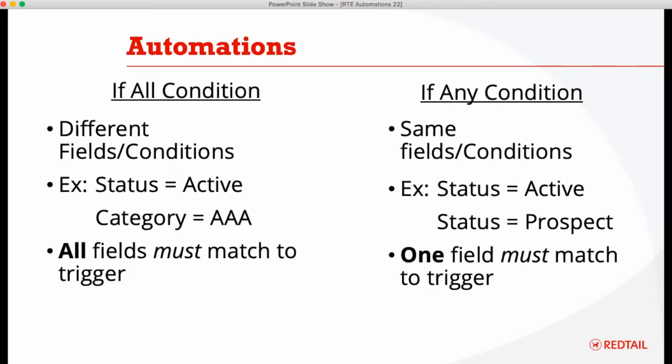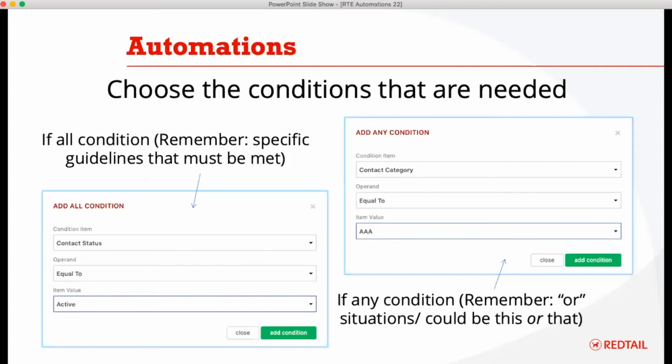So here's a breakdown of the conditions. If all means that all of those conditions need to be met. So, they have to be active and AAA in order for this to attach. Where if any expands it, so it's saying they could be active or prospect. Either one of those, attach this workflow. So one of those fields must match versus all of the fields must match.